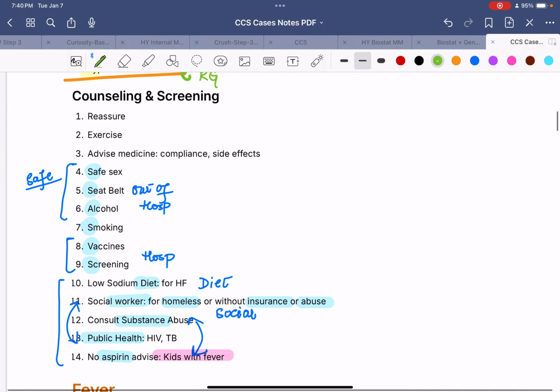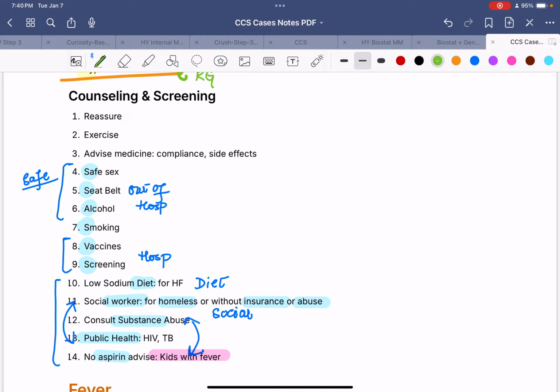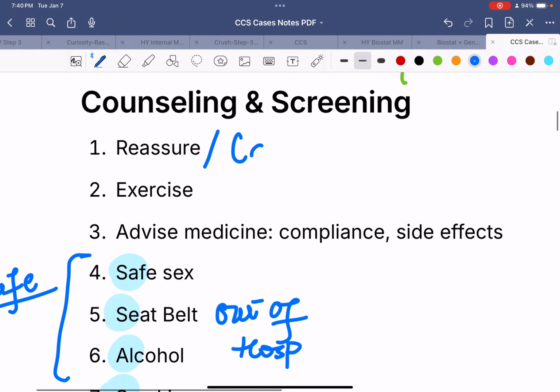Then comes the counseling and the screening, and we are also going to divide our counseling and screening into different groups so that we can remember them easily. So first of all is to counsel and reassure the patient.